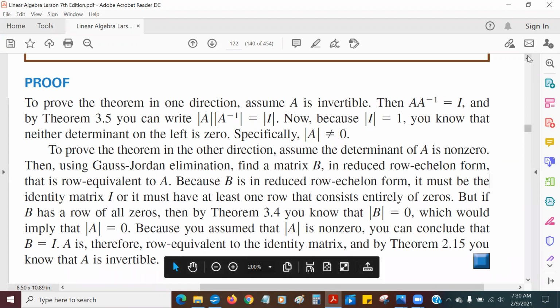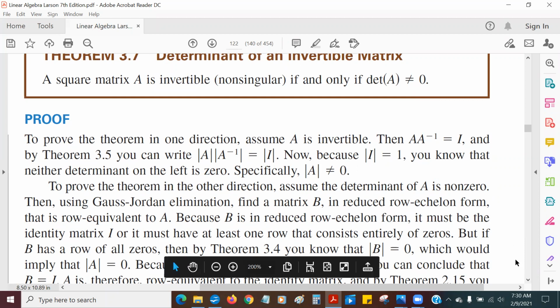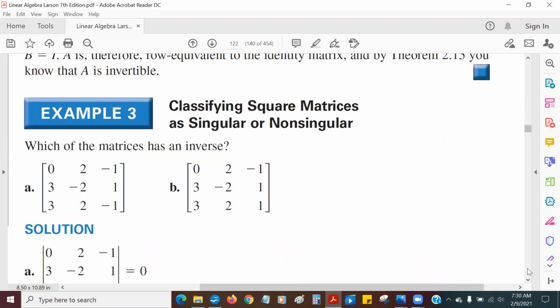So we've shown that if A has a non-zero determinant, A is invertible. Here we have a beautiful thing saying that a matrix is invertible if and only if the determinant does not equal 0. And you know what? Now we can add this to the list. We can actually make 2.15 even better. Oh, we'll do that later.